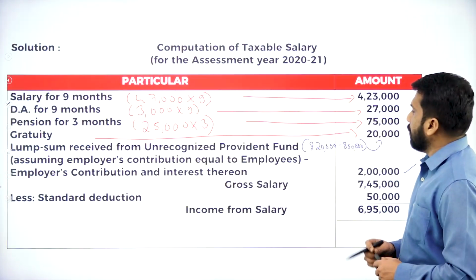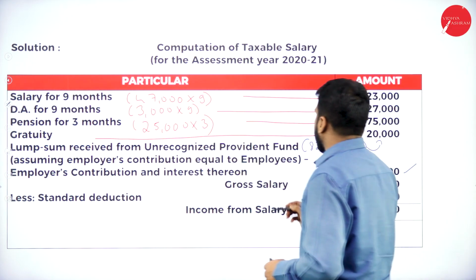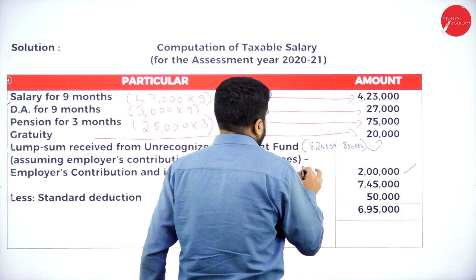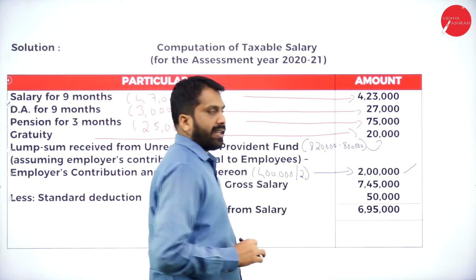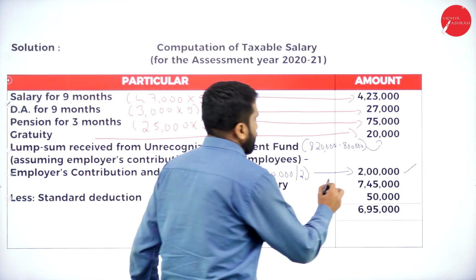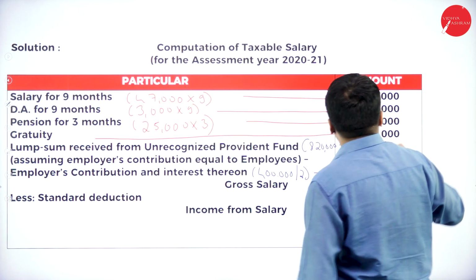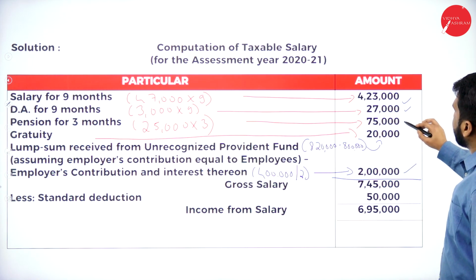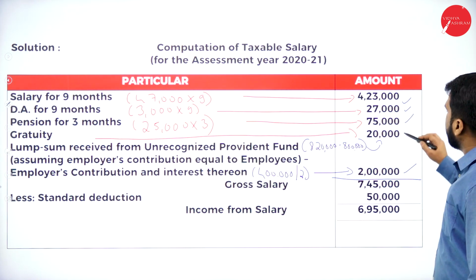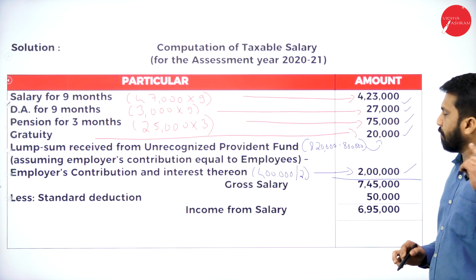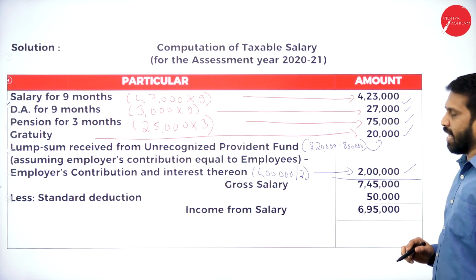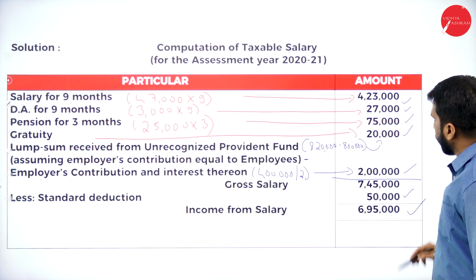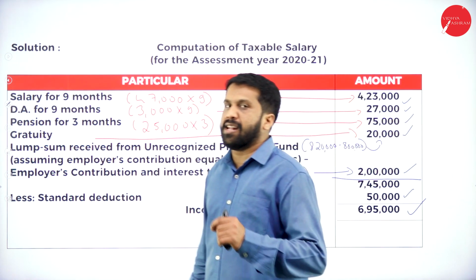Now, your employer's share, what will this be? Your 4 lakh divided by 2, this will be 2 lakh. What is your total? 4 lakh 23 plus 27, it will be 4 lakh 50, plus 75, 5 lakh 25, plus 20, 5 lakh 45. 5 lakh 45 plus 2 lakh, 7 lakh 45. 7 lakh 45 minus 50, you got the answer of 6 lakh 95.